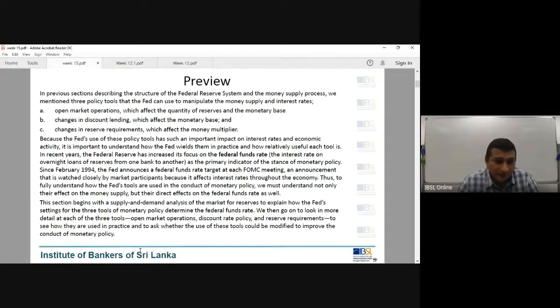To fully understand how the Federal Reserve uses the conventional monetary policy tools we were talking about in the conduct of monetary policy, we must understand not only their effect on money supply processes but also their direct effect on interest rates, not only the overnight rate, the Fed funds rate that we are looking at. They are now looking even beyond that, and we will discuss that in our discussion.